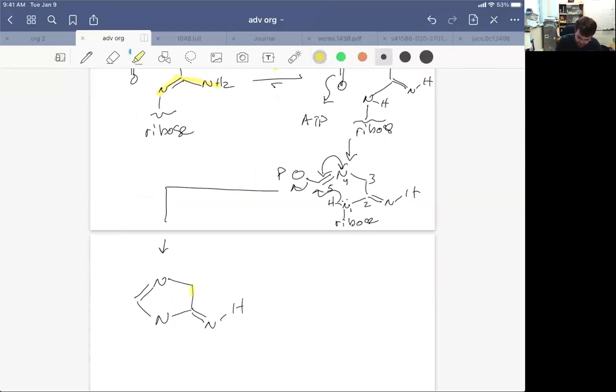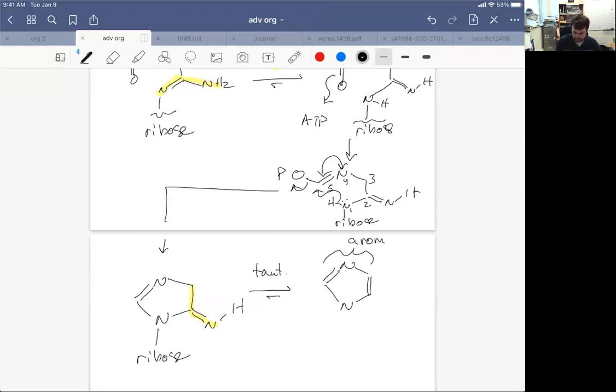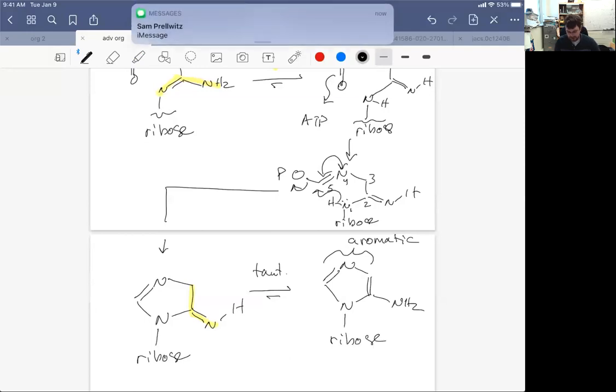Now, when we're this close to aromaticity, we are once again going to do a tautomerization to get to a more stable tautomeric form. Here we're going to go from the imine back to the enamine, but we're going to put the double bond inside the ring, because the nitrogen is bonded elsewhere, that's going to give us an aromatic imidazole. NH2 is now sticking out. Ribose is still down here.